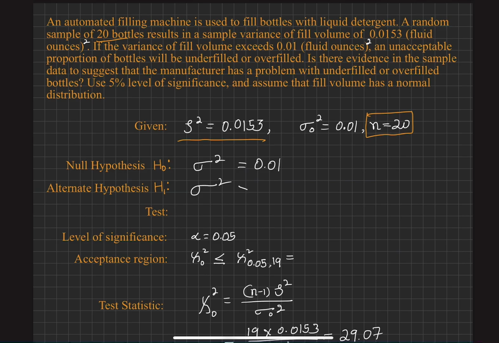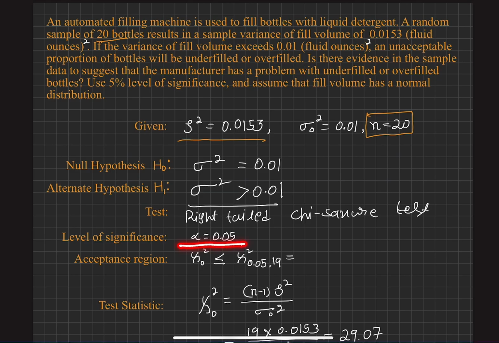That is, sigma square greater than 0.01 will be a problem. And as it is, you can see that there's only one tail, at the right side, which means it is a right-tailed chi-square test. We are applying the right-tail chi-square test, and it is again given that alpha is 0.05. Corresponding to that, let us determine the rejection region.